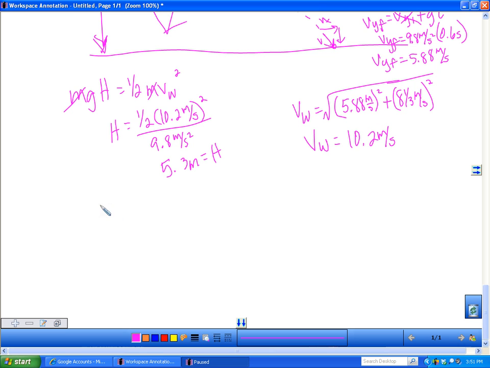Okay, now let's go on to number 7. Number 7 says that a 74 kilogram student starting from rest slides down an 11.8 meter high water slide. On the way down, friction does negative 5,100 joules of work on him. How fast is he going at the bottom of the slide? So his mass was 74.